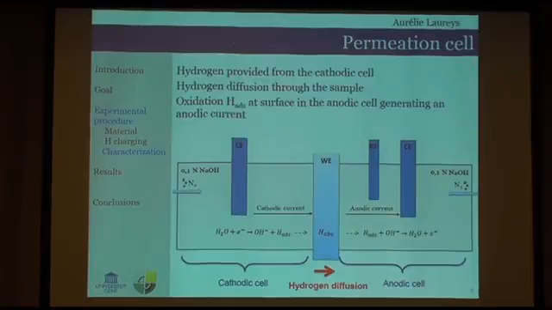So this is a permeation cell. You have two kinds of cells, the cathodic cell and the anodic cell, with the sample in between. And at the cathodic side, hydrogen is formed and will enter the material. Hydrogen diffusion then occurs, and then at the anodic side, hydrogen will oxidize and an anodic current will be produced. If you measure this current and plot it as a function of time, you get an idea of the hydrogen diffusion in your sample.